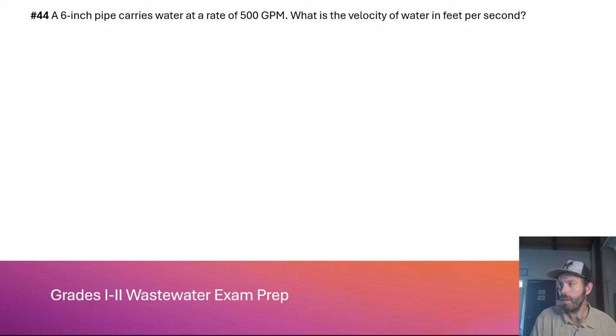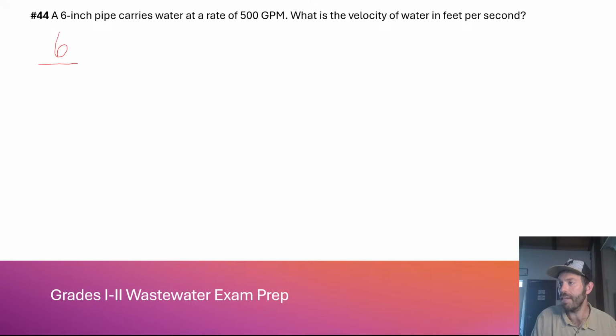Okay, the first thing I want to do here is convert the 6-inch pipe to feet. This is just how I solve it. You can solve it however you want, but you see velocity of water in feet per second. I have 500 gallons per minute, so I need to convert 500 GPM to cubic feet per second, and I need to convert the 6-inch pipe to square feet. So how I'm going to do that, I'm going to start with the pipe.